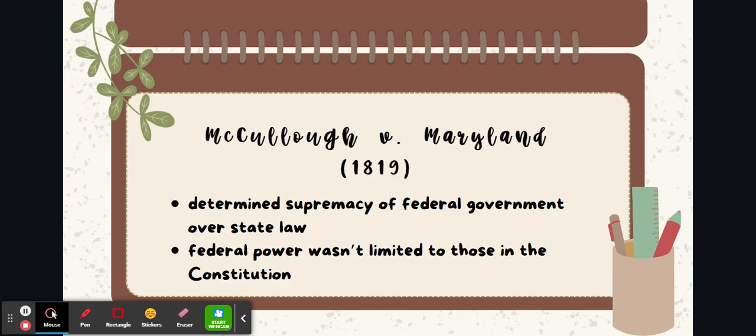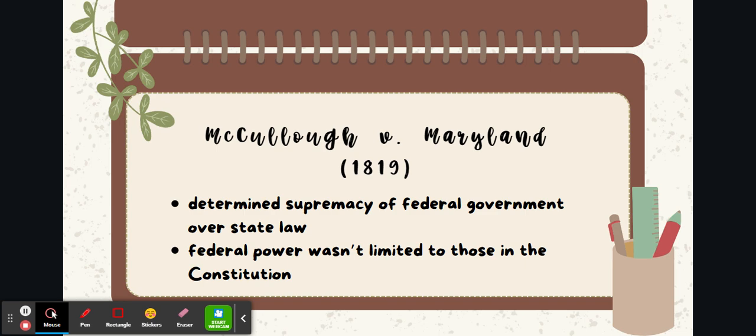Another important one in terms of looking at the amount of power that the federal government has is McCulloch versus Maryland, which happened in 1819. In 1819, the Supreme Court determined that the supremacy of the federal government exists over state governments. So, in other words, if there was a conflict between laws at the federal level and laws at the state level, then they stated that the federal government trumps the state laws because they are over the entire country instead of an individual state.